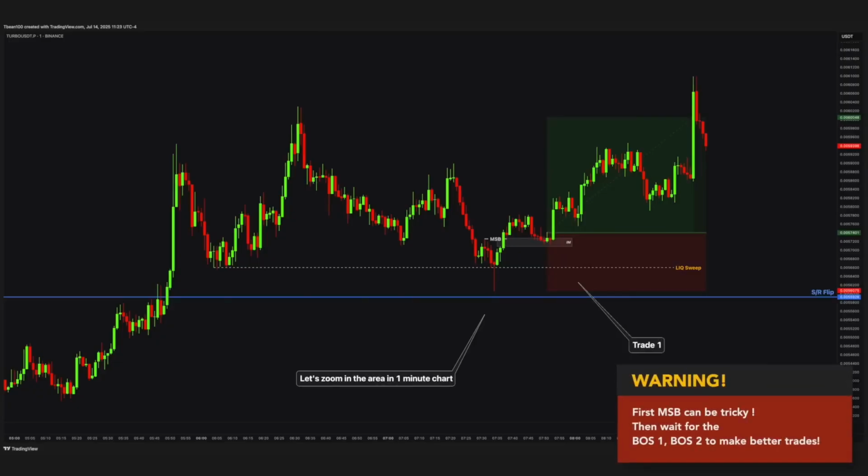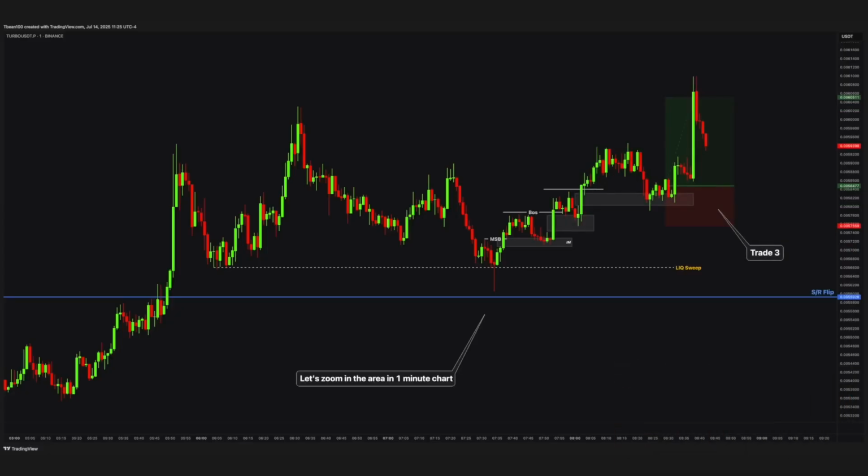But the first structure breaks can be quite tricky. For a better entry with more confirmations, you might want to wait for the first break of structure, like in this trade. Then keep trading the structure until you reach a specific target.